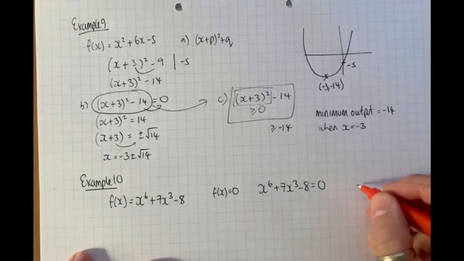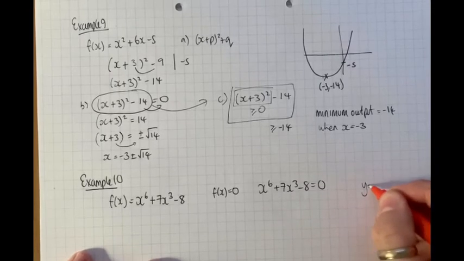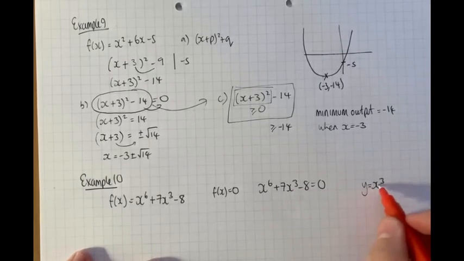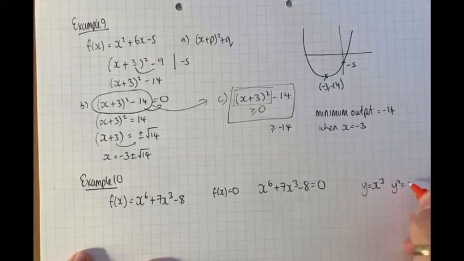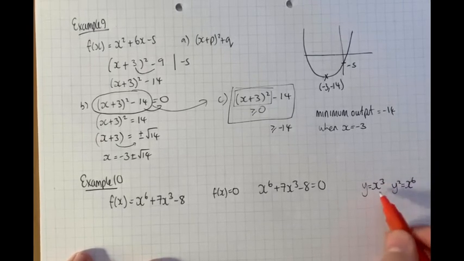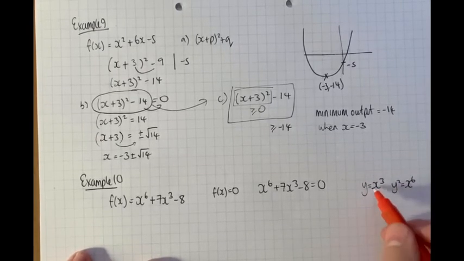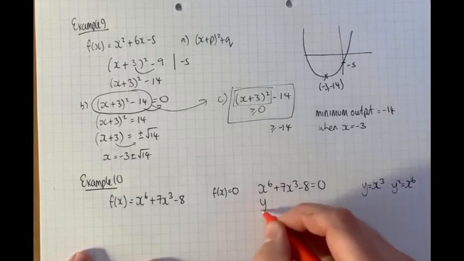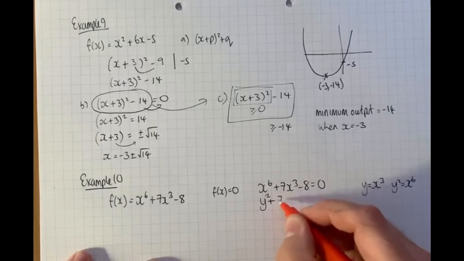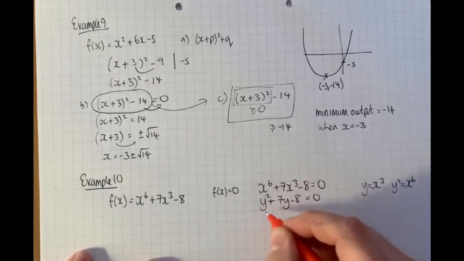So let's say, for example, y equals x cubed, and substitute that in. Well, if y equals x cubed, y squared equals x to the 6, because if we square that, 3 times 2 is 6. X cubed times x cubed, add the powers together, x to the 6. So we'd have y squared plus 7y take 8 equals 0.